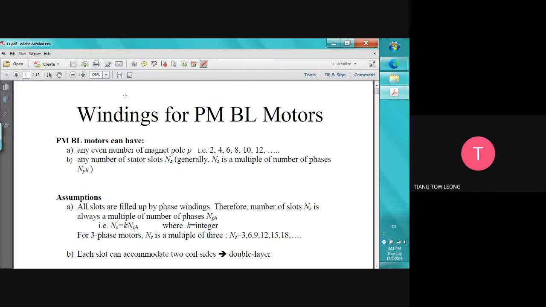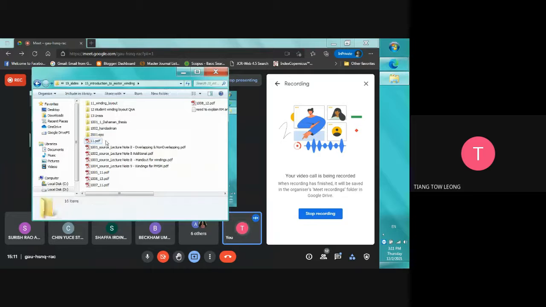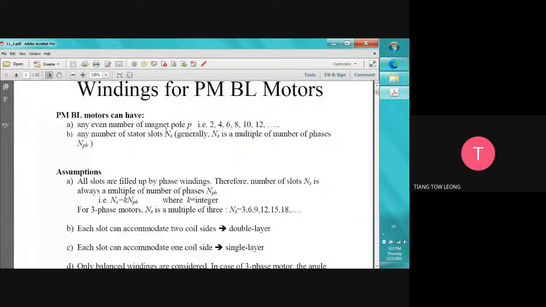So, winding for the PM brushless motor, permanent magnet. This one. Oh, I need to copy paste first. Okay. So we are talking about the winding for the permanent magnet brushless motor.